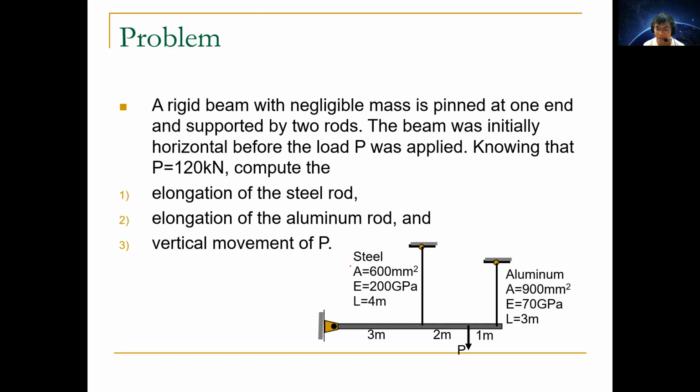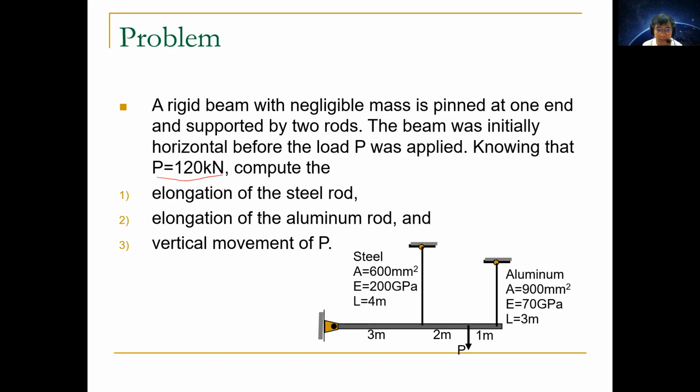So also given in the diagram are the different parameters for steel and aluminum: area, modulus of elasticity, and its length. So the beam was initially horizontal before the load P was applied. So the beam is horizontal, meaning there's no movement, there's no deflection, there's no elongation of the steel and aluminum rods happening. But upon the application of the 120 kilonewton load, meaning na siya ikuan, di ba?